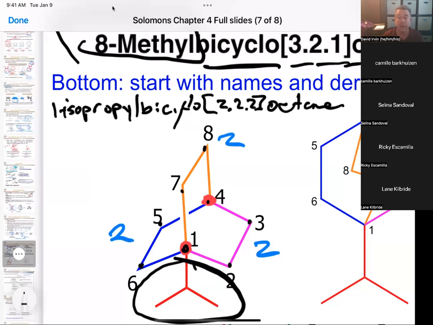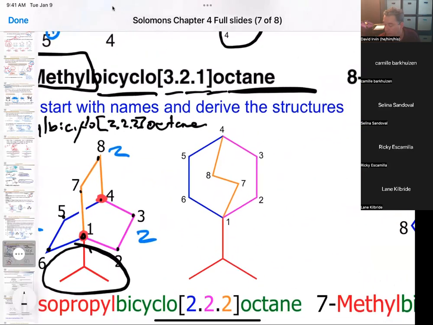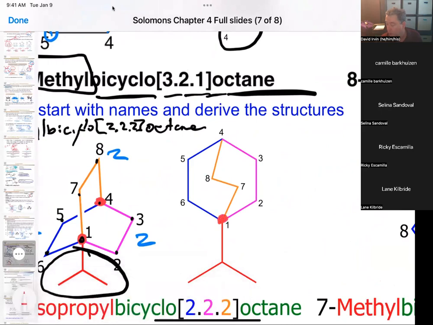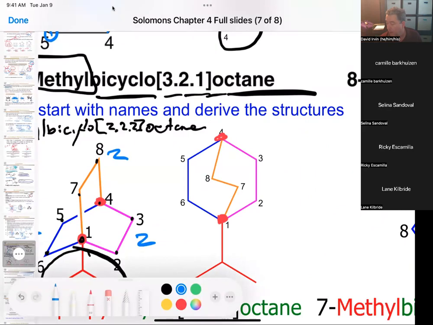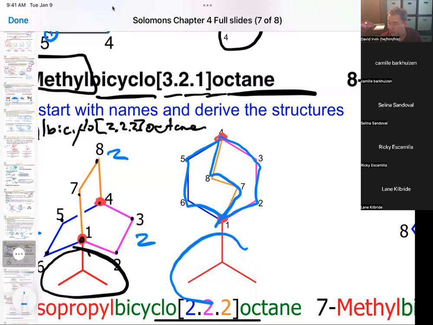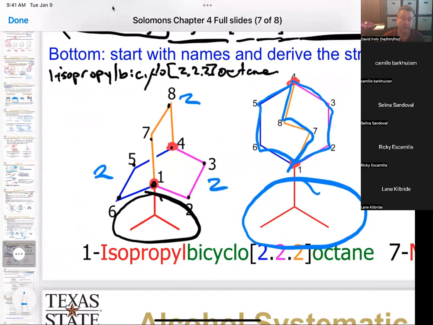Now, another way to draw that is to draw it in this flat configuration. Now let's talk about how to do that again. What we're going to do is draw our 2 bridgehead carbons, and then we're going to do our first set, 1, 2 brackets, 2 carbons, 2 carbons. But again, we're going to keep our substituent on the lowest number possible. So this is a flat way to do it, and this is a more 3-dimensional way to do it. But they both are representing the exact same compound. Questions on that?